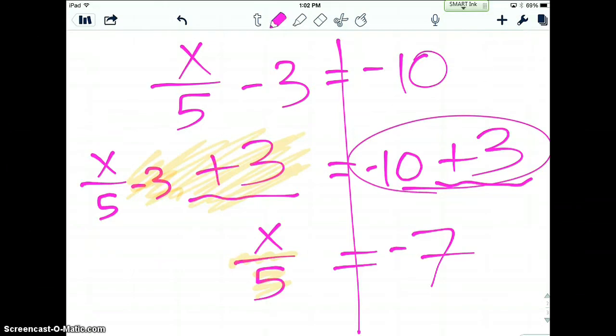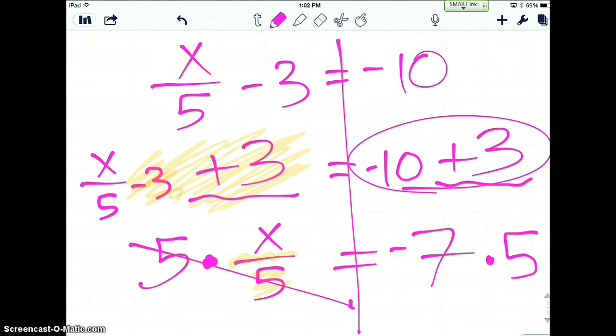So who's flying in? What operation? Multiplication is coming to save the day, the inverse operation of division. And which number is coming along with it? 5. Say bye-bye. If I do that to one side, I need to do it to the other. So then I am left with x equals negative 35. I'm like, awesome! I'm done. I got what x is, and I figured it out 2 different ways.